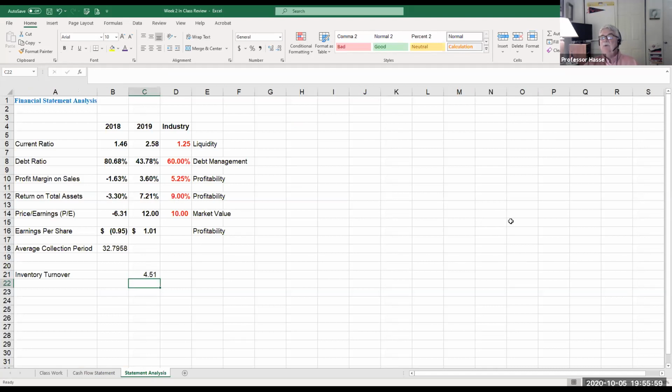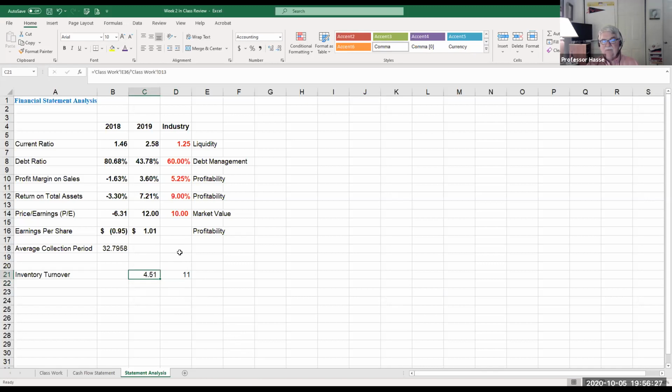In other words, we buy our inventory, we sell it. We buy our inventory, we sell it, and so on. Almost 4.5 times. The industry average is 11. Our competitors are selling their inventory 11 times a year. We're selling it 4.5 times. We got a problem.